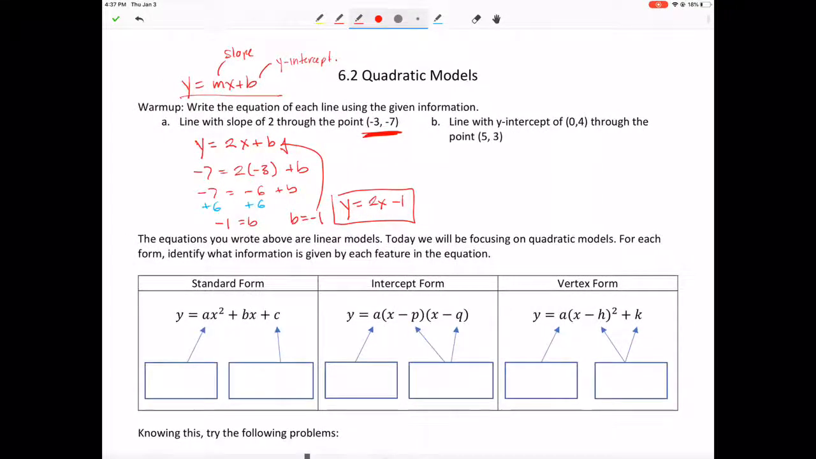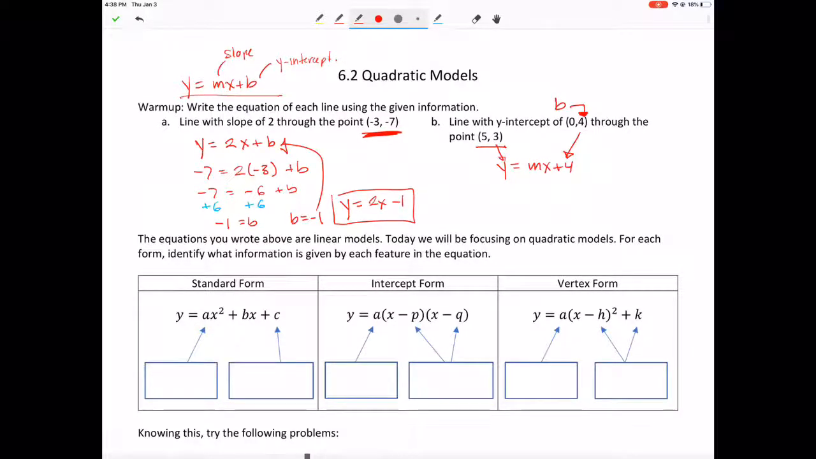For B, a line with y-intercept 4. The y-intercept tells us that our b value is 4, and then it gives us a point. So we do the same thing: y equals mx plus 4, where 4 is our y value for our y-intercept. Then we have a point, and we're going to plug that point in.